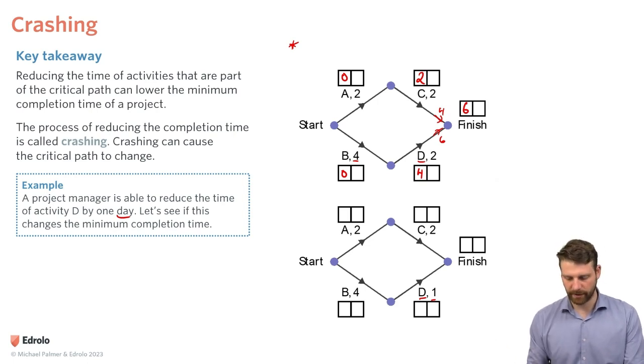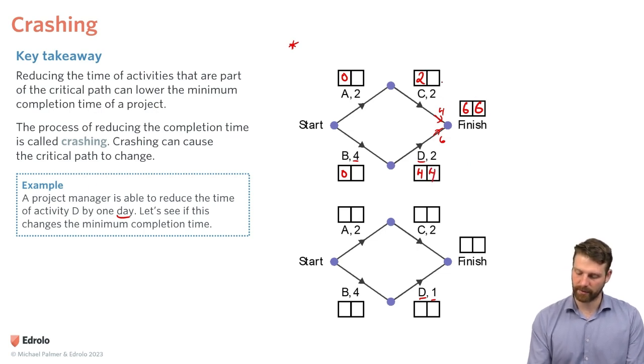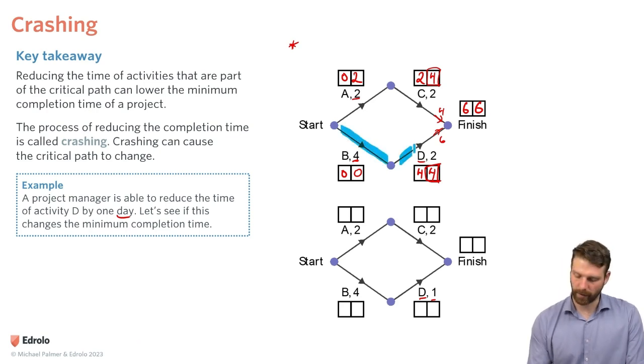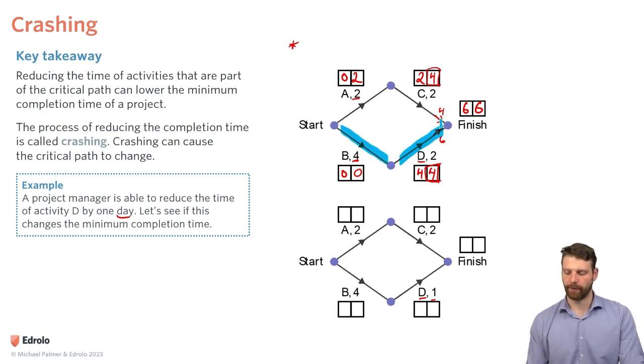I'm going to run LST just for completion's sake, so let's do that. So 6 minus 2 is going to be 4, and 6 minus 2 is going to be 4. Awesome. And then my latest start time for C is 4 minutes. Take away 2 minutes for A gives me the latest start time for A is 2. And the latest start time for D is 4. Take away 4 gives me the latest start time of 0 for B. So I can see the critical path for this top diagram is running along the bottom. So there it is there. I've highlighted the critical path in the first network.